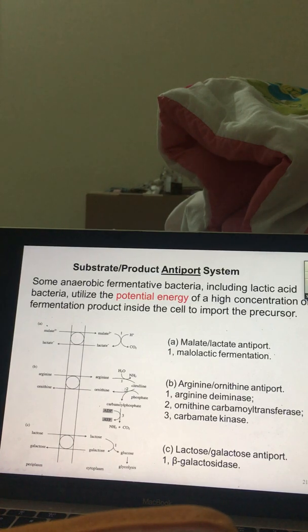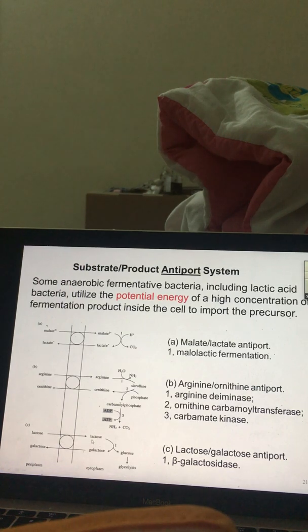Here's the arginine ornithine antiporter system, where the arginine is brought in, and through a couple of steps, it is converted to ornithine, and the buildup of ornithine will actually be the driving force for more arginine to come in. So this is again an antiporter system where the substrate is driven in by the expulsion of your product here. These fermentation products usually have to be driven out, as they are not used. Therefore, the potential energy of that drives more of the substrate to come in.